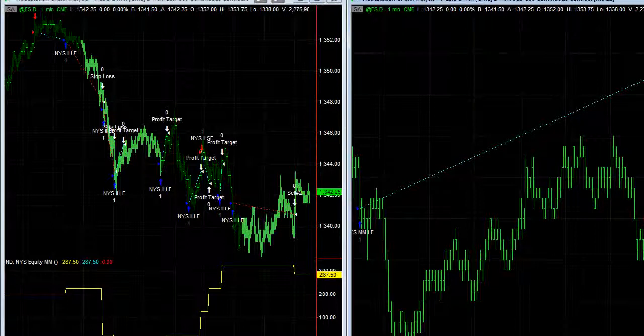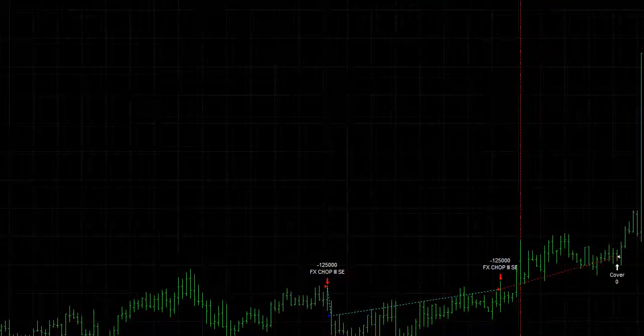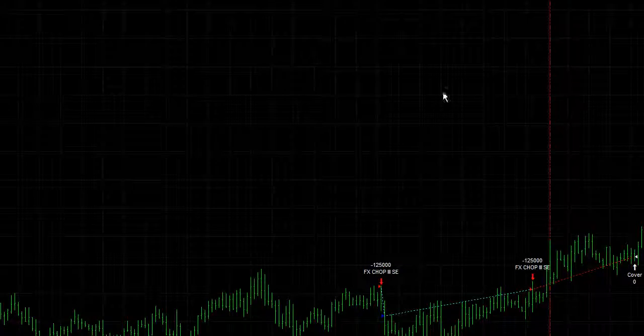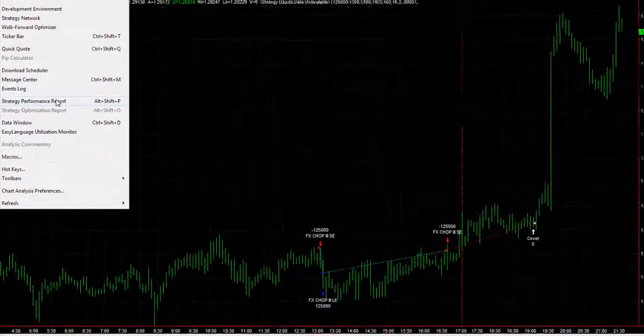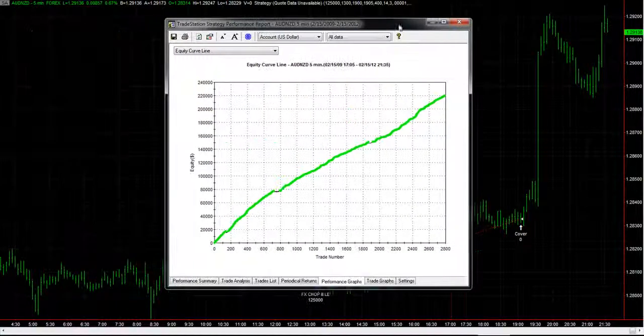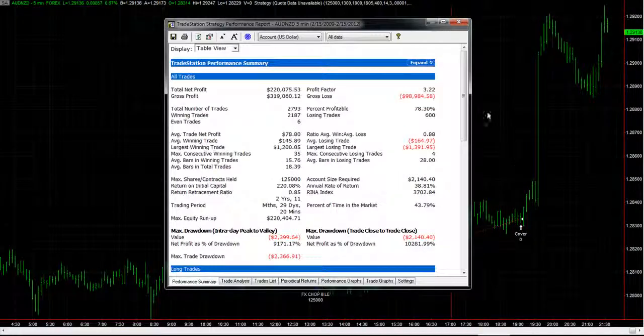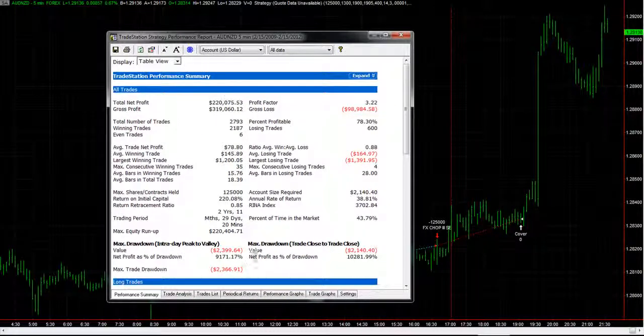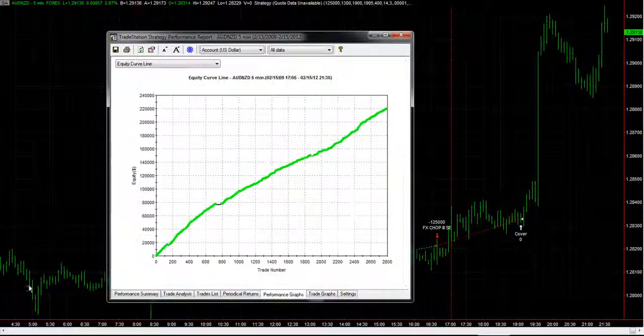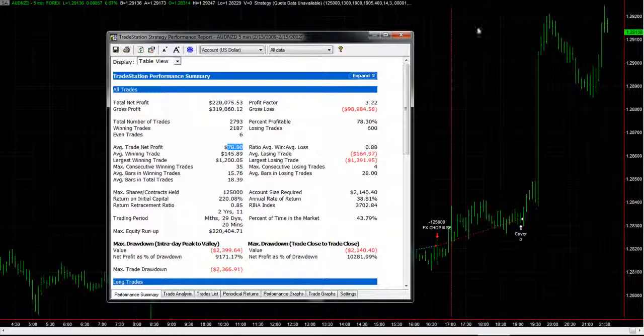It's called FX Chopper. Alright, FX Chopper is even more high frequency than New York Scalper, so I haven't run the money management algorithm on this yet. That is next up. But you can see this thing is unbelievable results hypothetically. $220,000, $23.99 drawdown, $91.71, and $78.80 average profit per trade. Equity curve is amazing. This is the Australian dollar versus the New Zealand dollar.